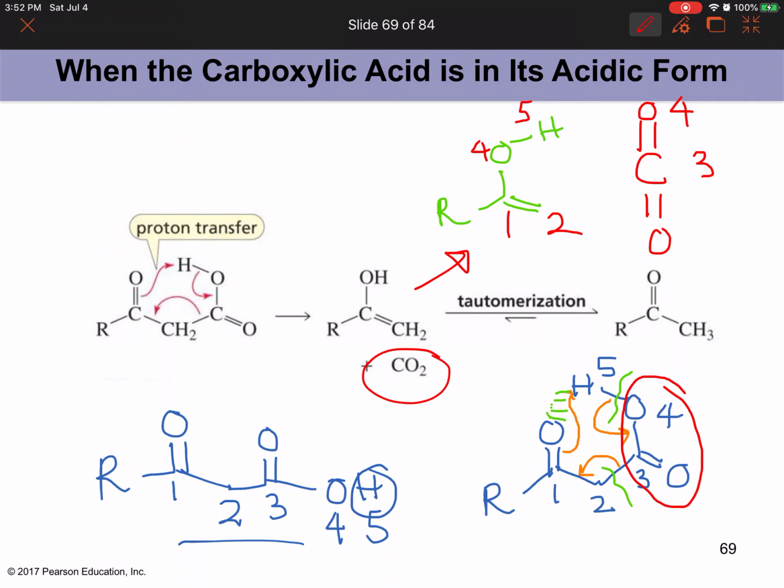Alkyl group, and then the CH2OH. And this is an enol. This one is an enol. So it tautomerizes back to the keto form. When it tautomerizes back to the keto form, it would be this molecule, RCOCH3. So you can see how a carbon dioxide molecule can be lost when you have a carbonyl group at the third position. That's all I want you to understand from this process.